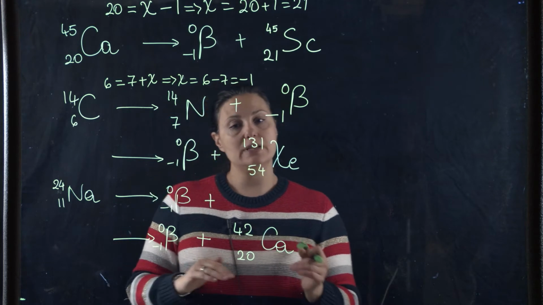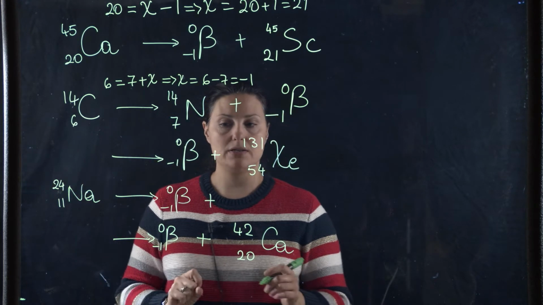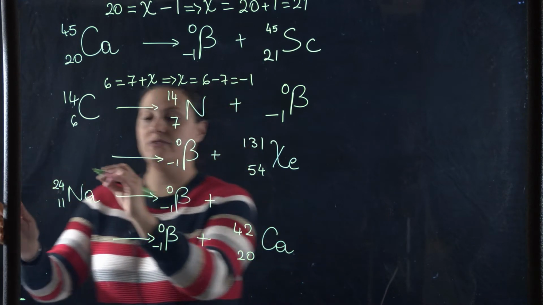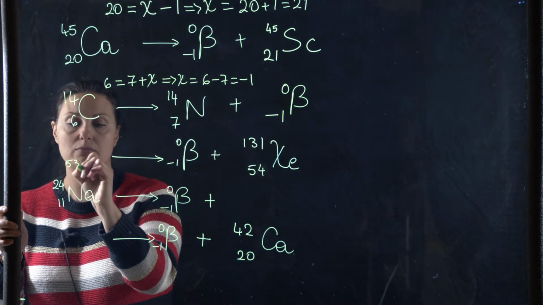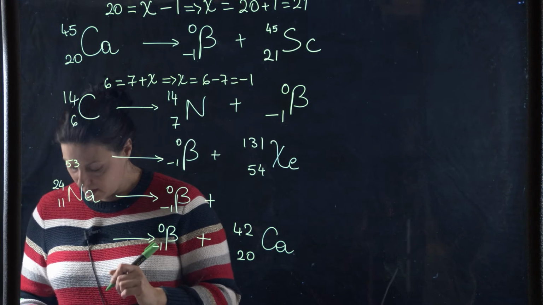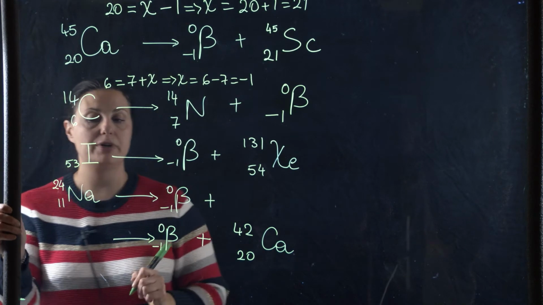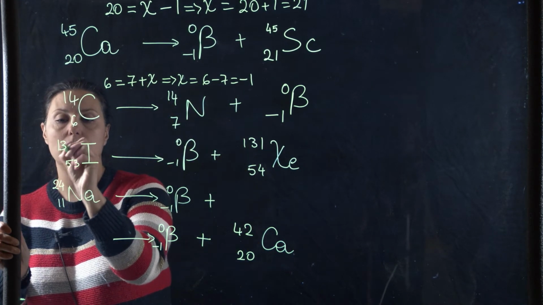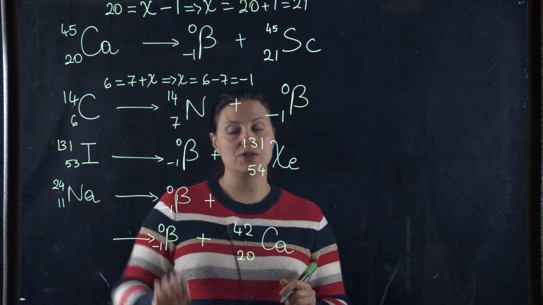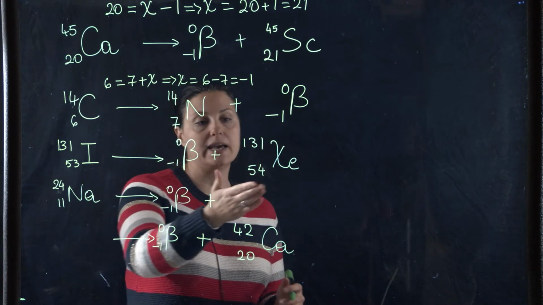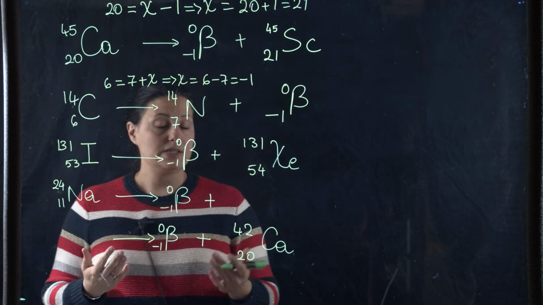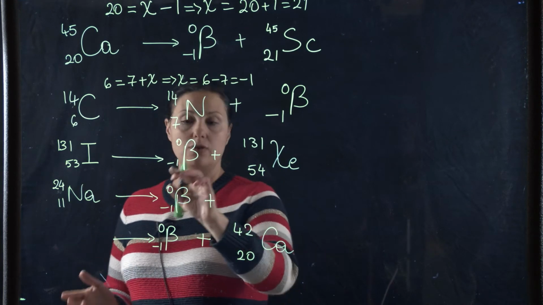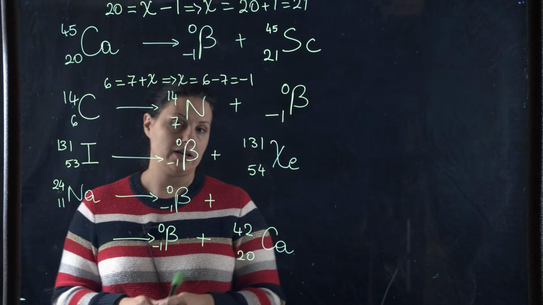Now let's do a slightly different example where we have to calculate the original element. 54 minus 1 equals 53. So element 53 is iodine, if I look it up in the periodic table. 131 plus 0 is 131. Therefore, this is my mystery, or original, element that decays into xenon. If you want to double-check, I have 53 on this side. -1 plus 54, or 54 minus 1, is 53. Therefore, I've done it correctly.